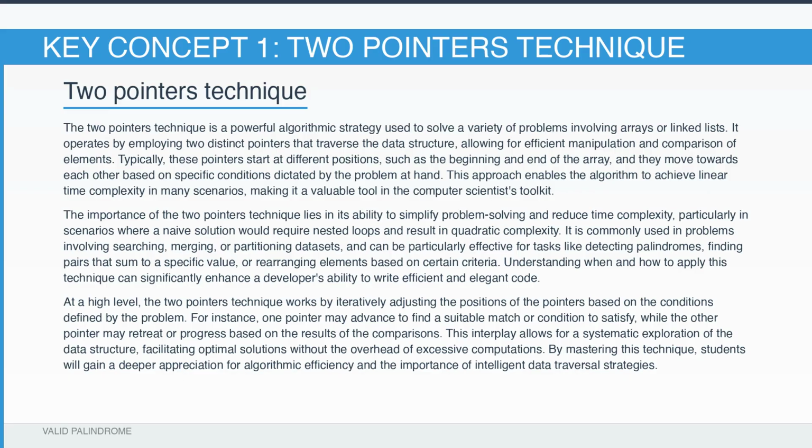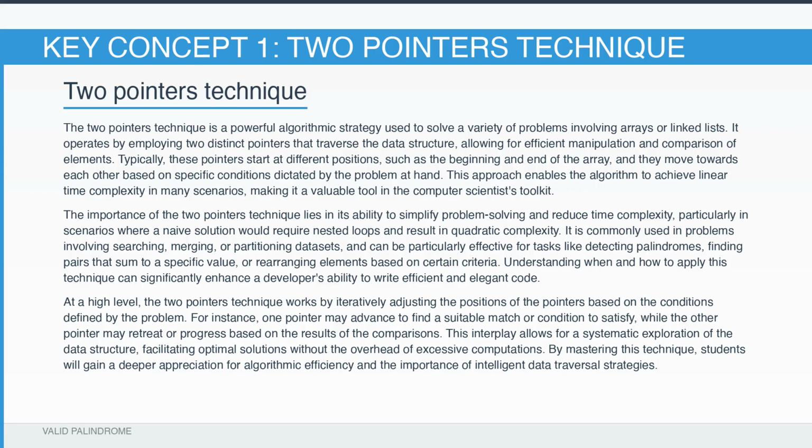Typically, the pointers begin at different positions, such as the start and end of an array, and they move toward one another based on specific rules defined by the problem. This technique achieves linear time complexity, which is much faster than solutions that involve nested loops, often resulting in quadratic complexity. The strength of the two pointers technique lies in its ability to simplify the problem-solving process.